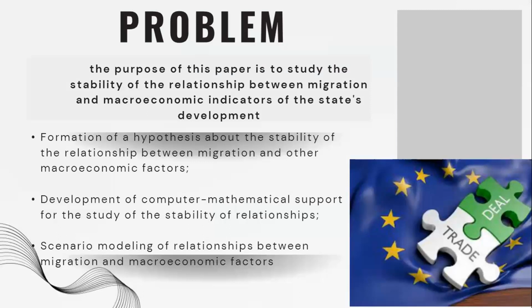Modern trends of the national economy show that migration has a big influence on the development of the economy. Therefore, the purpose of this article is the study of the stability of the relationship between migration and macroeconomic indicators of the state's development. In our paper, we address three main tasks. First is the formation of hypotheses about the stability. Second is the development of computer mathematical support for the study of stability, and scenario modeling for investigating the relationship between migration and macroeconomic indicators.